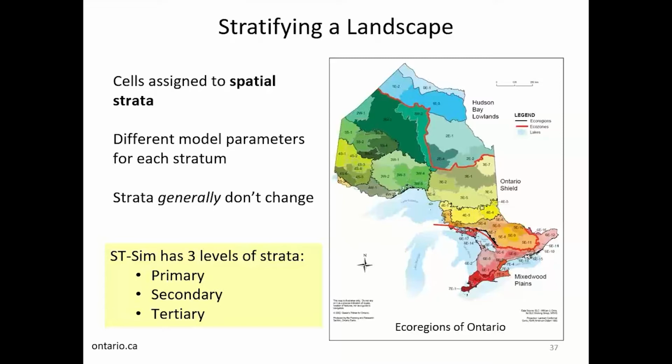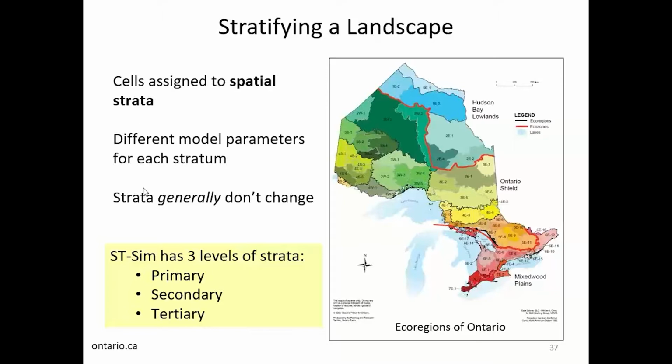We're going to move in this third exercise into stratifying your landscape. So you recall that cells can be assigned to a spatial strata. Kind of talked about that earlier in the day. So the idea is that you can divide your landscape into a number of zones, call those strata, and then you can tell the model to behave differently in each one of those zones or strata. So the idea is that you can have different model parameters depending on which strata your cell is in.